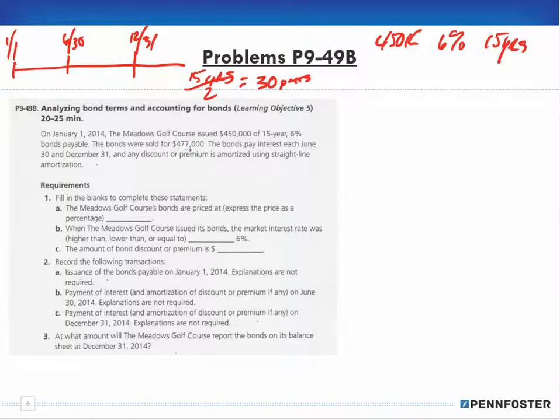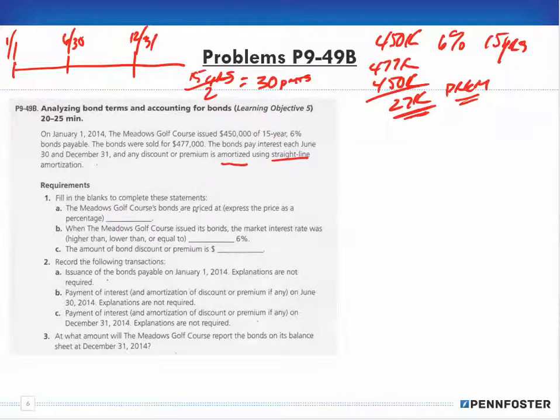So the bonds were sold for $477,000. If I have $450,000 as the issuance, and they're sold for $477,000, they're being sold for $27,000 more as a premium, because I'm getting more than the $450,000. The bonds pay interest each June 30th and December 31st, and any discount or premium is amortized using straight line. So we're going to have to amortize this $27,000 premium. Right, fill in the blanks to complete the statements.